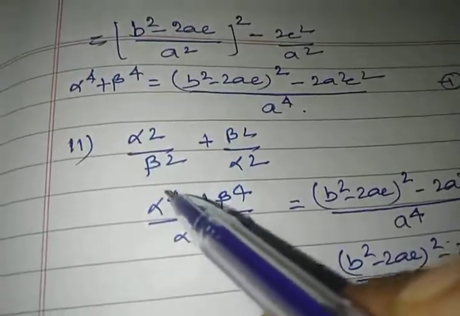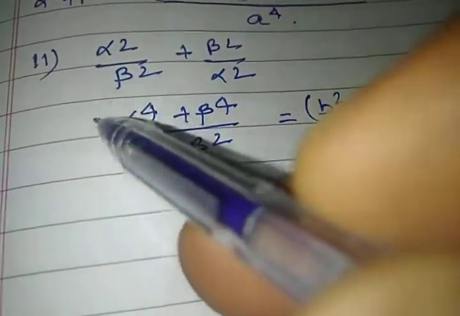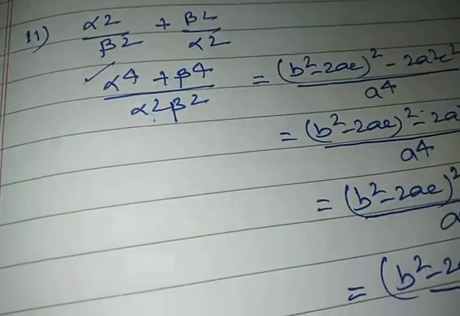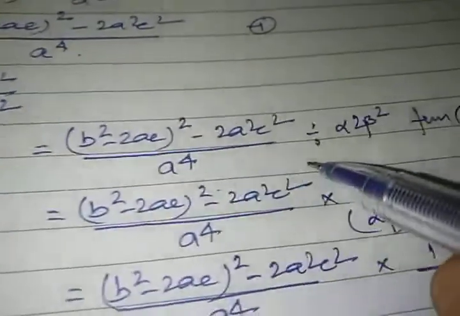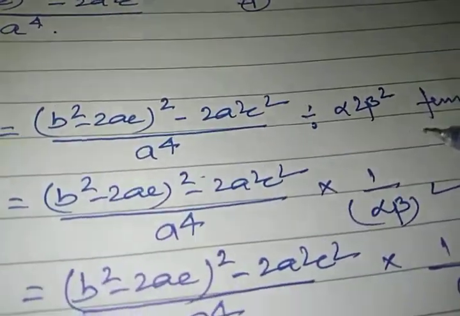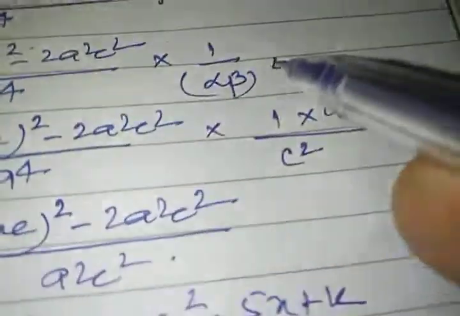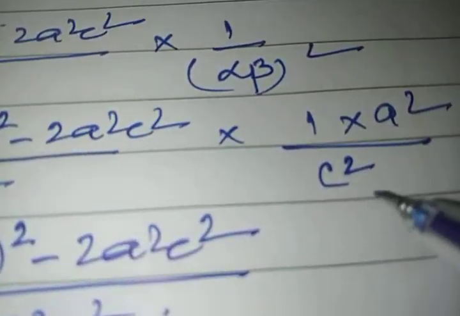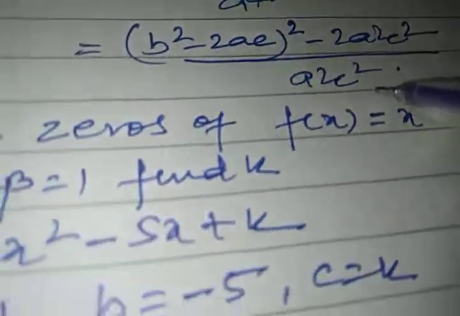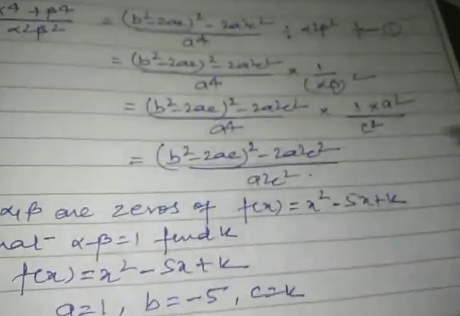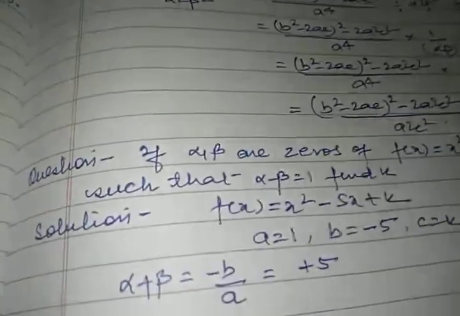Now see, second one is alpha square upon beta square plus beta square upon alpha square. Taking LCM, we get this. Now we have already found the value of alpha 4 plus beta 4, so I have put it here, then divide by alpha square beta square. And this will be 1 upon alpha beta whole square. Put the value of alpha beta, that is c square upon a square. With solving, you get this equation. Okay, that's for the second part.